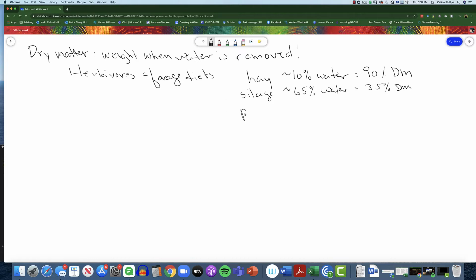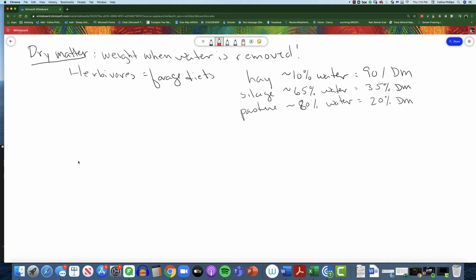Fresh pasture, really green, lush pasture, is about 80% water, which is about 20% dry matter. And so our animals' feeds vary quite a bit, and as a result, we need to be able to know how that water weight can impact the nutrients being delivered to our animals. And that's where the concept of dry matter is going to be extremely important.